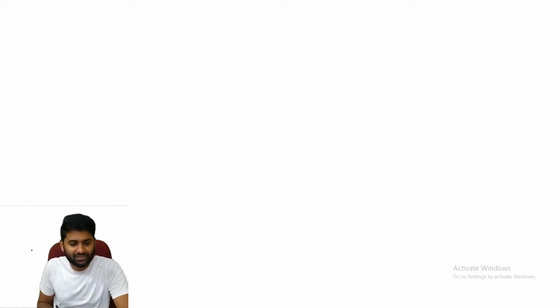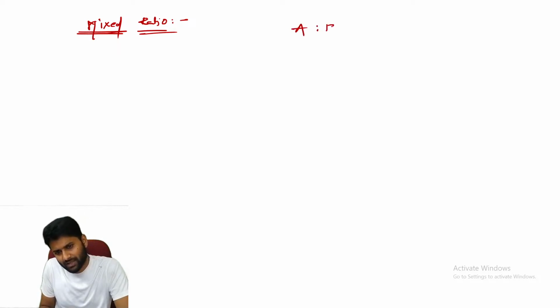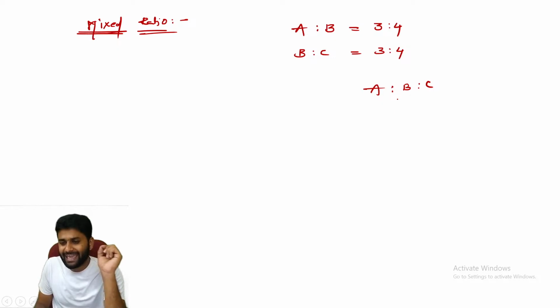Now we'll start with the major important calculations in the ratio concept. First one, we'll talk about mixed ratio. Guys, first of all, let's take the question. If A is to B is equal to 3 is to 4, B is to C is equal to 3 is to 4. Now here the question: what can be the combined ratio? Means what can be the ratio of A is to B is to C?